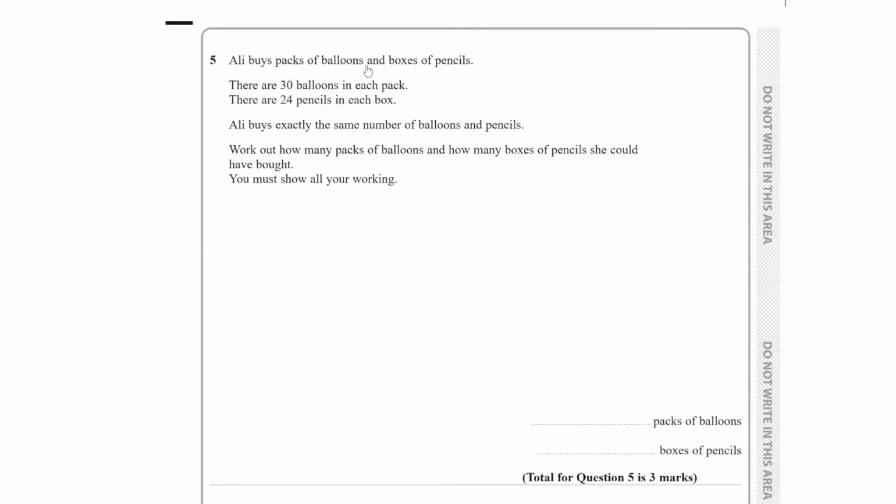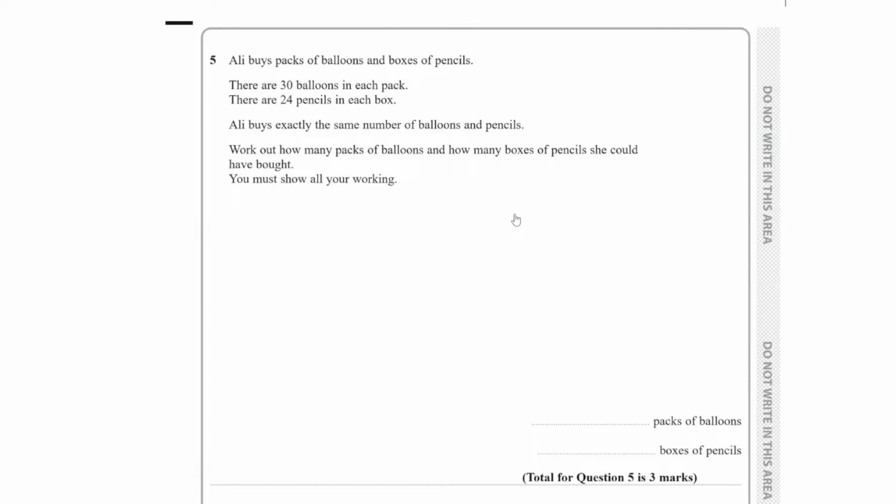Ali buys packs of balloons and boxes of pencils. There are 30 balloons in each pack, and there are 24 pencils in each box. Ali buys exactly the same number of balloons and pencils. So we need to work out how many packs of balloons and how many boxes of pencils she could have bought in order to get the same number of balloons and pencils.